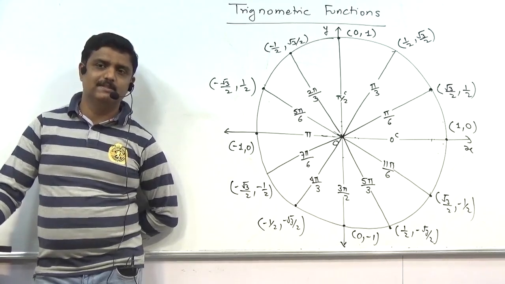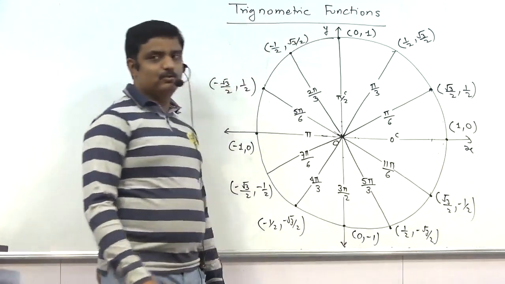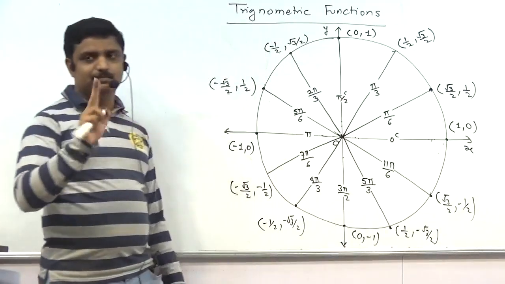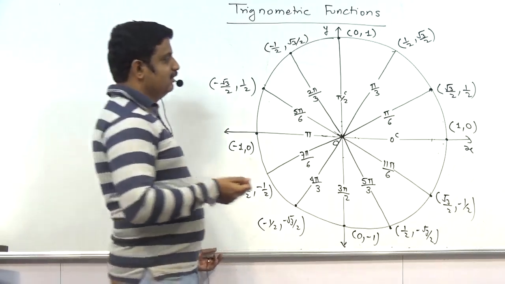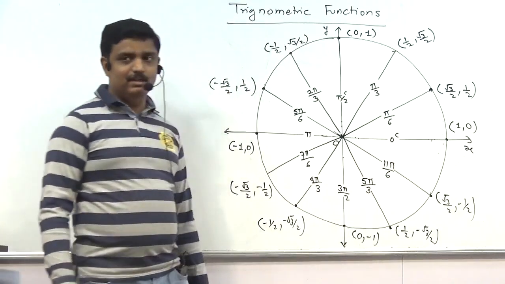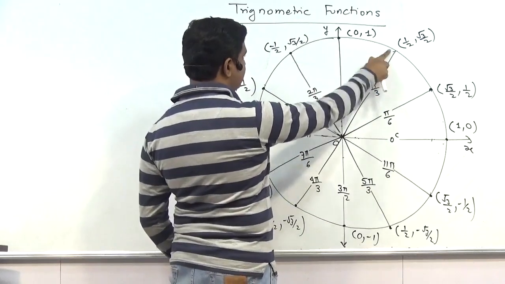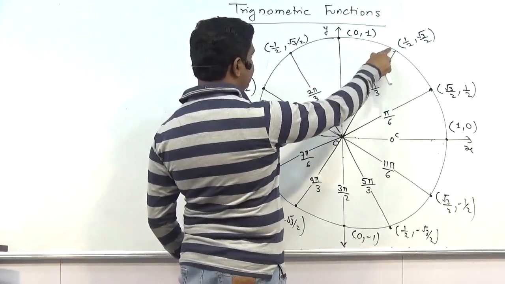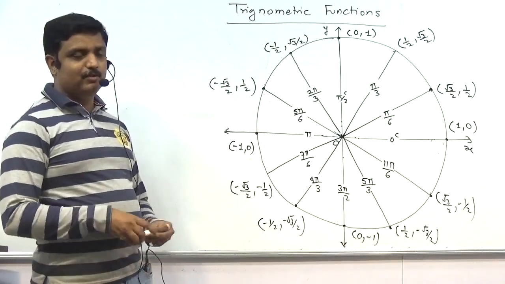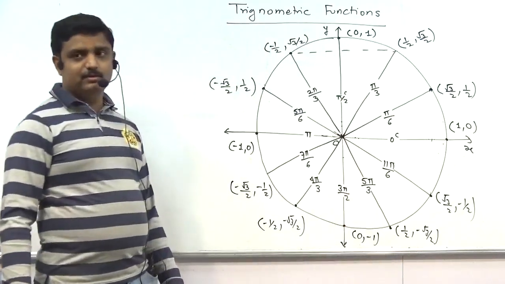How to remember this? Just remember this first value: root 3 by 2, 1 by 2. In the next value, it gets interchanged. Getting it? Obviously 0, pi by 2, pi and 3 pi by 2 you can easily write. Next value from 60 to 120: see here, the y coordinate remains the same, the x coordinate changes in sign. I have shown you how to remember it, how to find this using this method. Very easily.